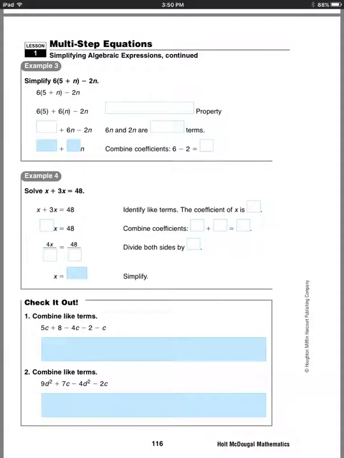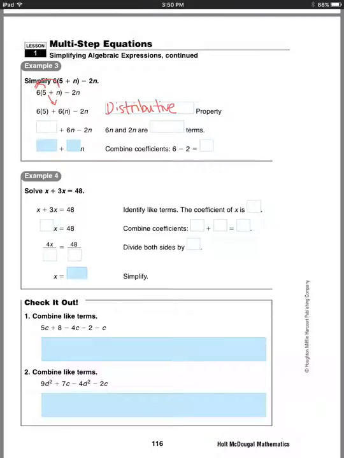Okay, now we're simplifying, but we have parentheses. If you have parentheses, you have to get rid of the parentheses first. How you do that in this case is you use the distributive property. The distributive property makes things easier to multiply and add or subtract. So what you do is you take the outside term and you multiply it by the first inside term. Then you take the outside term, multiply it by the second inside term. So you have 6 times 5 plus, we bring that plus sign down, 6 times n minus 2n. So that is the distributive property.